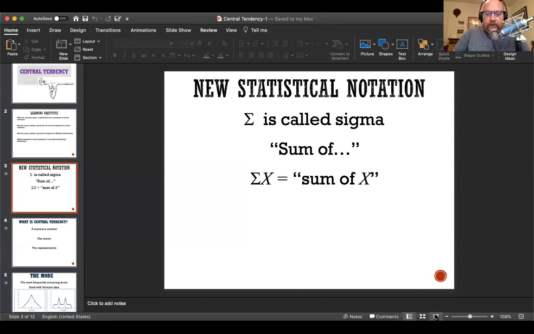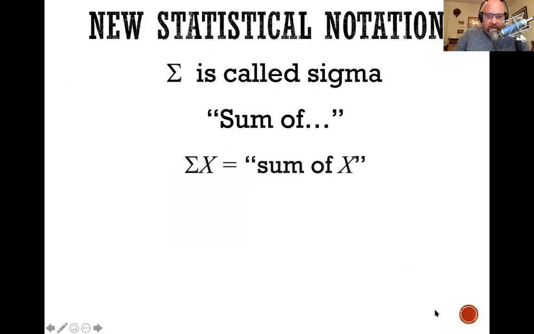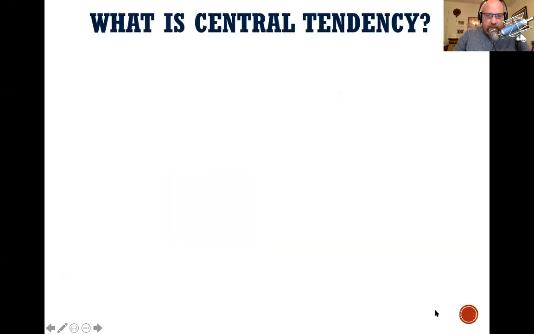There we go. So now we know what sum of means. That's pretty simple stuff. Let's move on to what is central tendency, the main topic of this chapter. So first of all, the central tendency is a summary number. If you want one number that provides some summary of a measurement or an observation from a set of data, you call that number the central tendency.